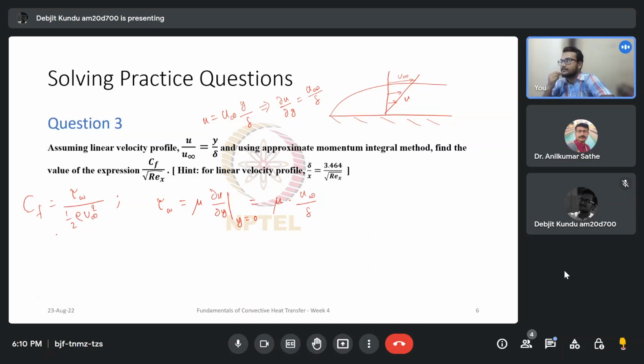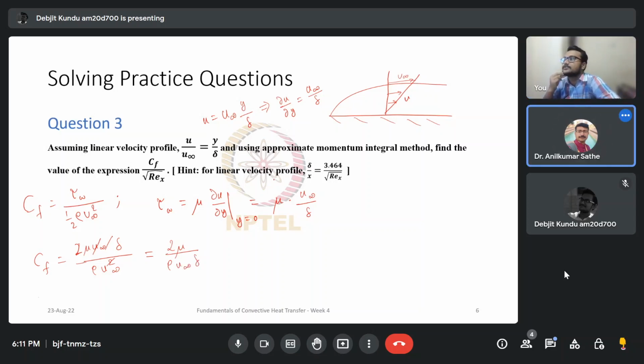Now we will go back here. So Cf is equal to mu into u infinity divided by delta, and in the bottom we have half into rho u infinity square. The 2 of the half we are bringing to the numerator, and one u infinity we will cancel. So it boils down to 2 mu by rho u infinity into delta.